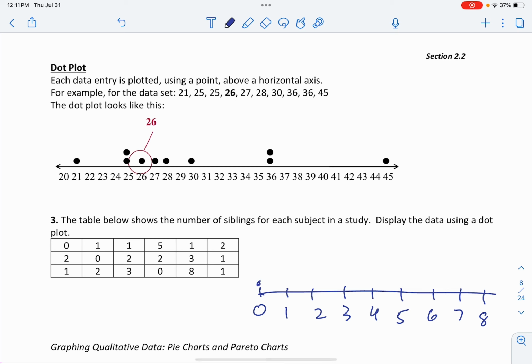So there are 3 zeros, and again, use that technique of crossing them out as you go is helpful, right? I think there's like 6 ones. Right? We have 5 twos, a couple of 3s, a 5, and an 8. So there would be what's called a dot plot. Okay.